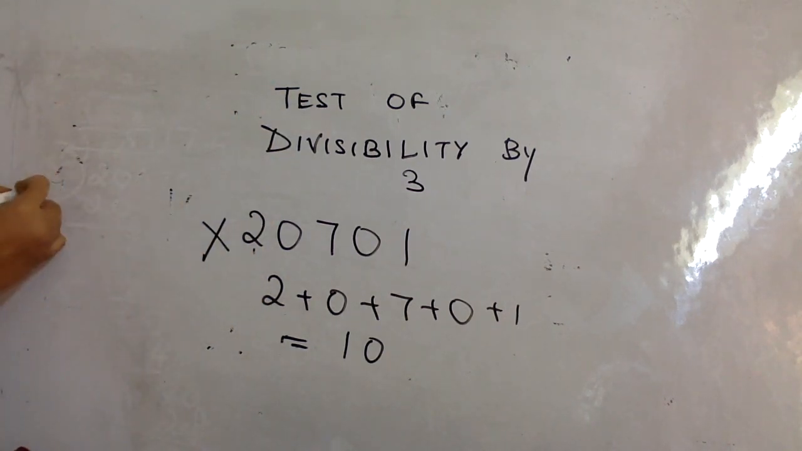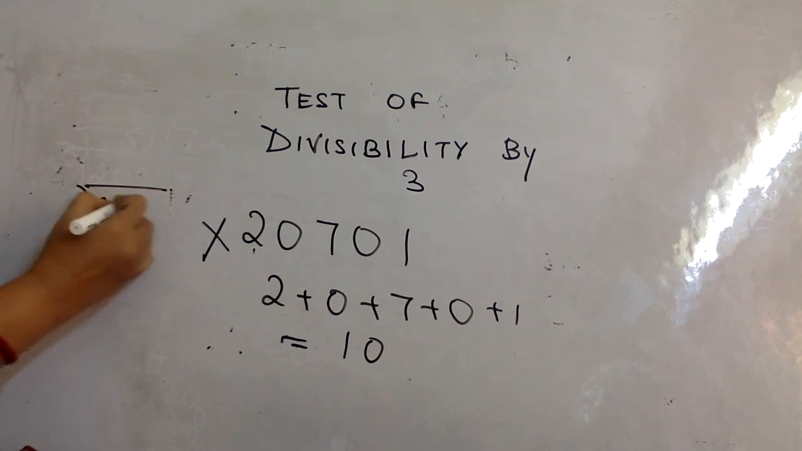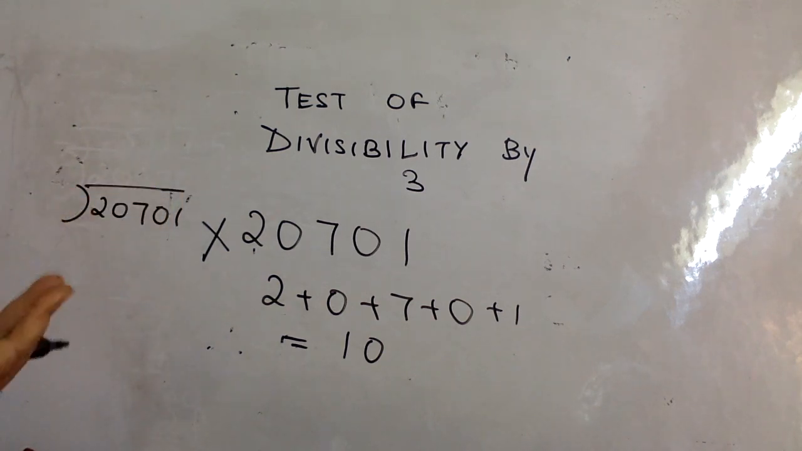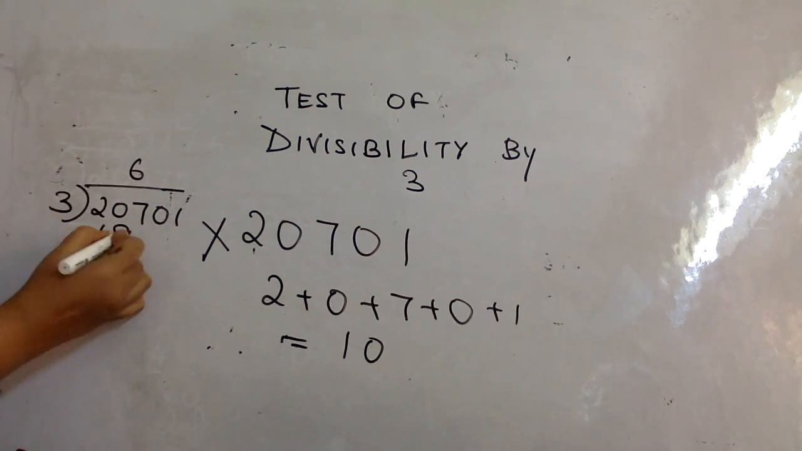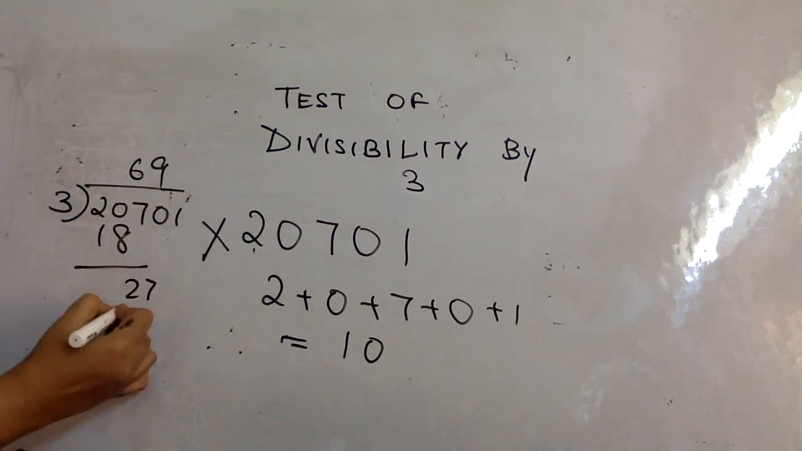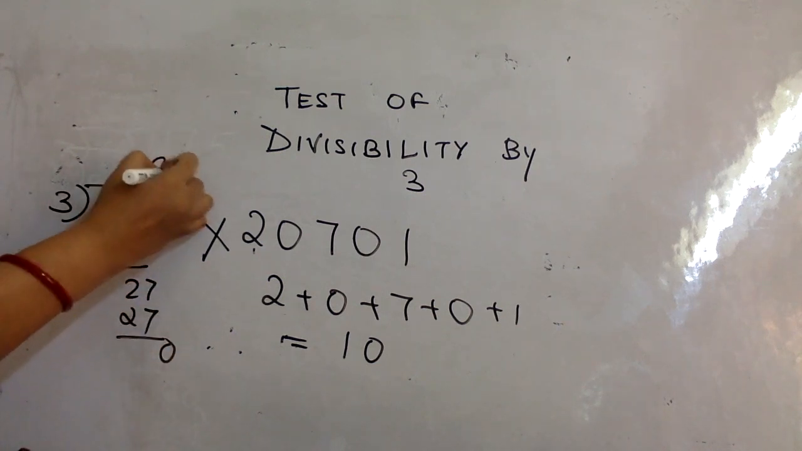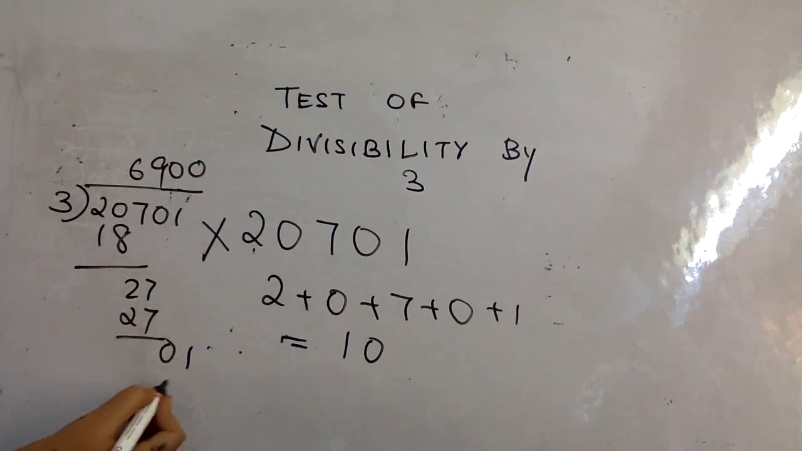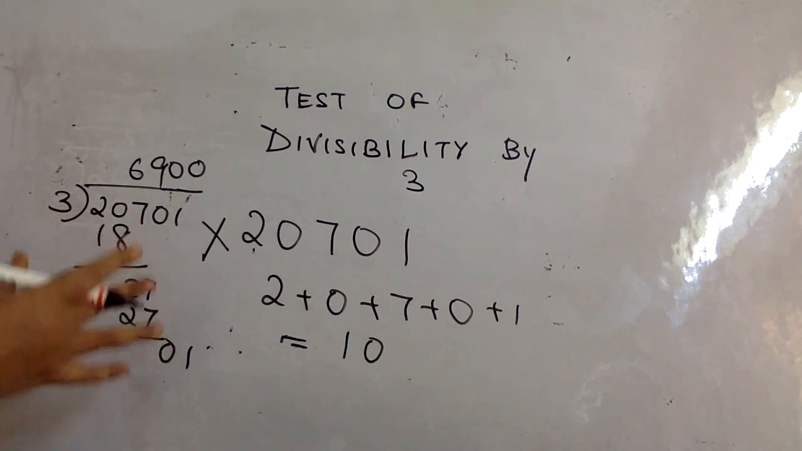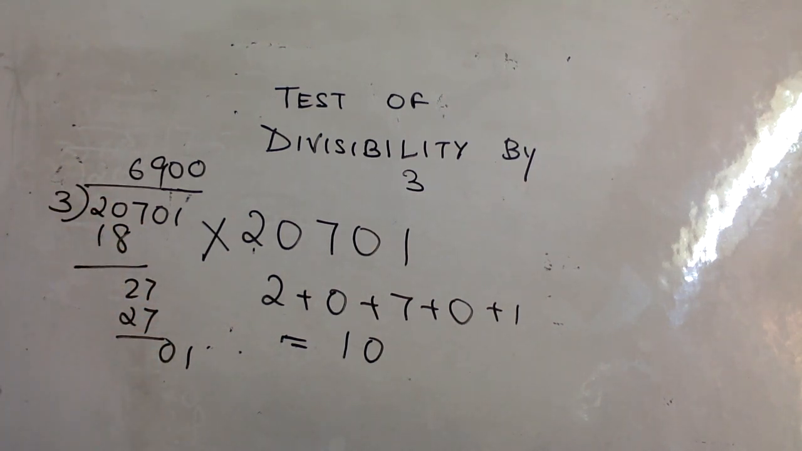We can check it here. Let's check 20701. Sometimes, not always, but sometimes we can check it just to understand it better. 3 6s are 18, then 27, 3 9s are 27, then bring the 0 down, put a 0 here and 1. You are getting a decimal number after this. So this number is not divisible by 3.